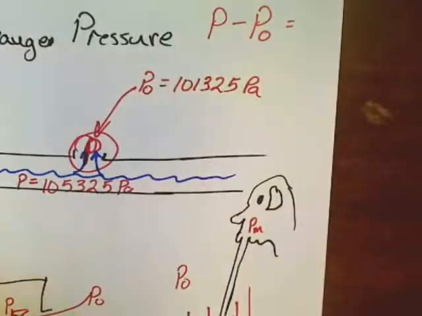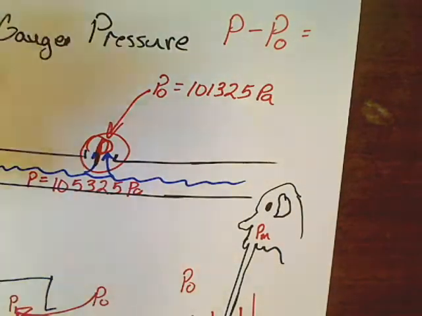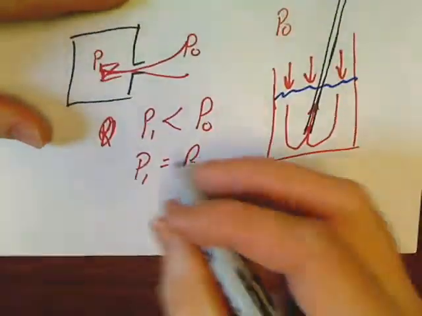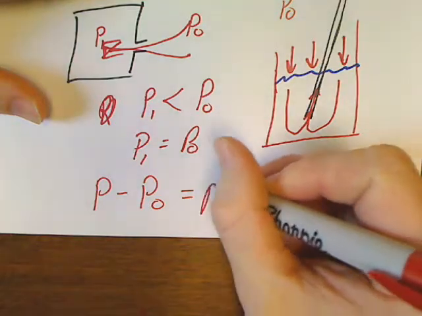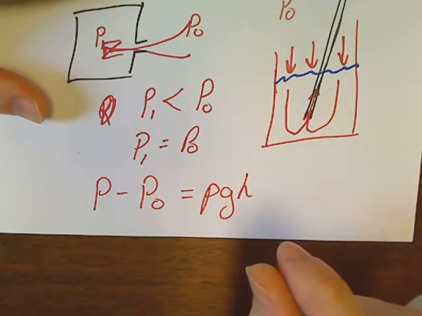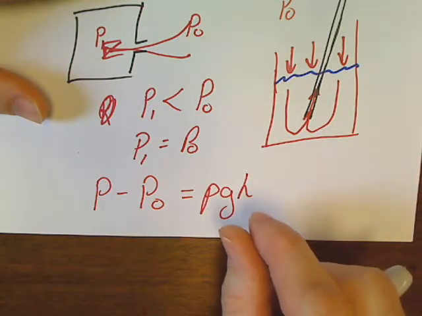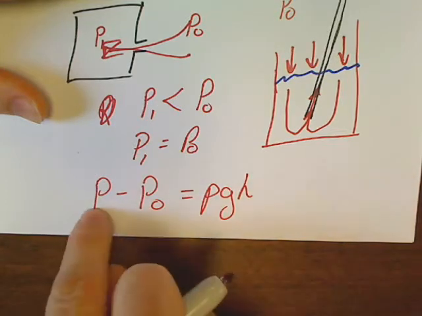And sometimes you'll work a problem that's like that. And sometimes you'll literally end up just doing this. You'll go into the problem with P minus PO, and you'll just say, well, that equals rho gh, just like that. So if it says solve for gauge pressure, you're not solving for P.